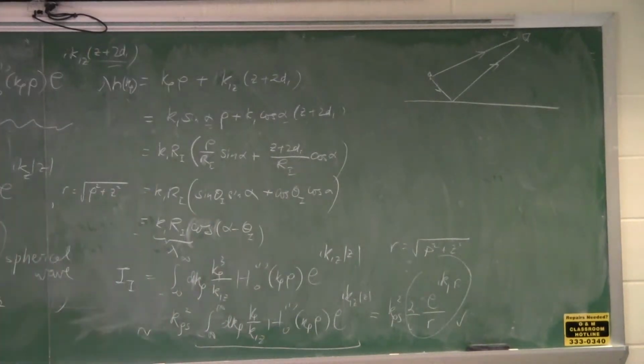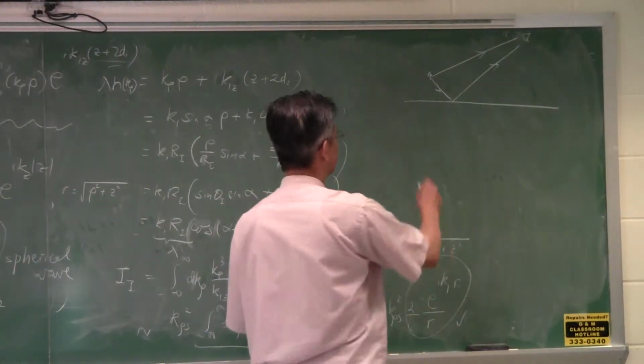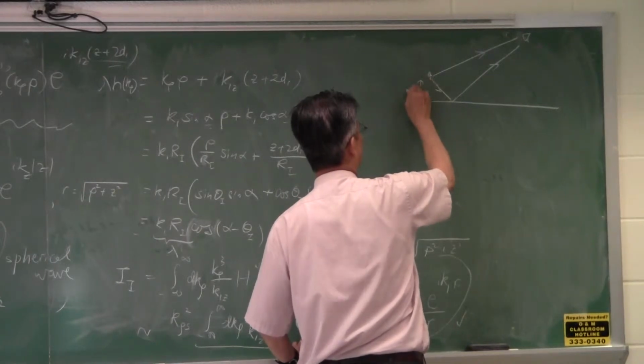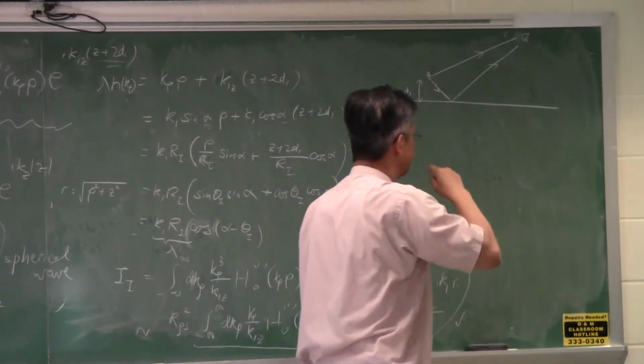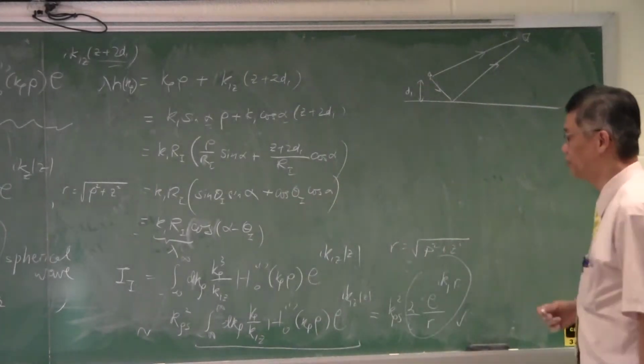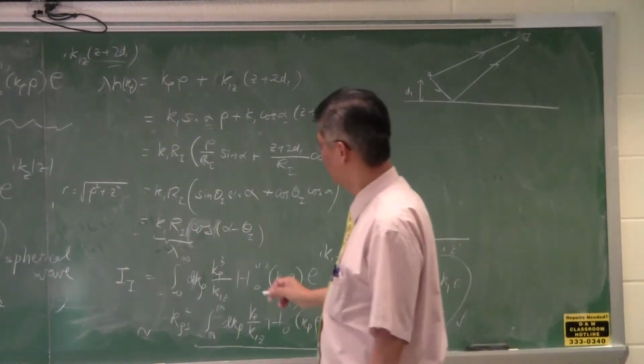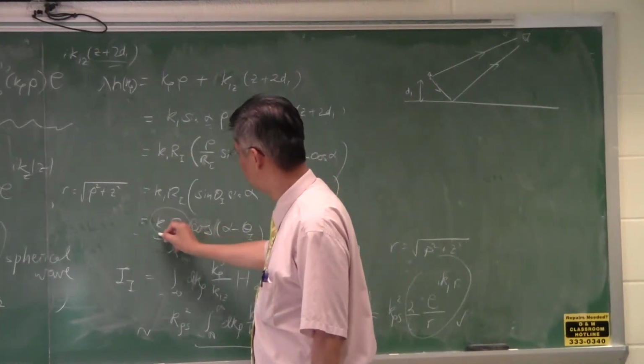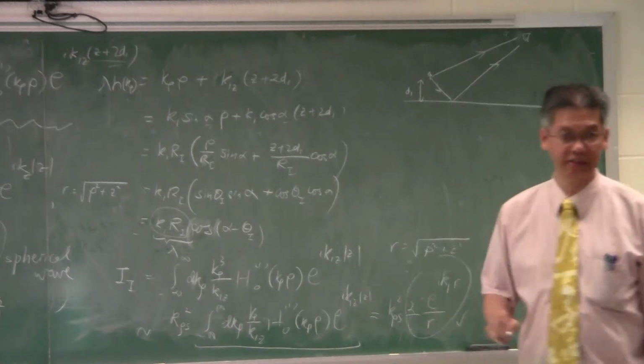One of the things that you might notice in this analysis is that your D1 doesn't have to be large. You can use a ray optic solution as long as K1RI is large, meaning the observation point is far away.